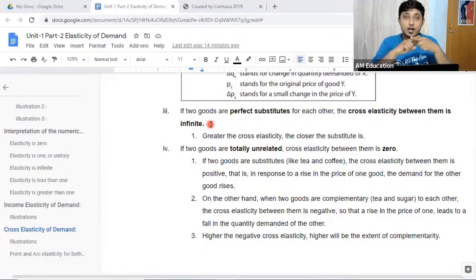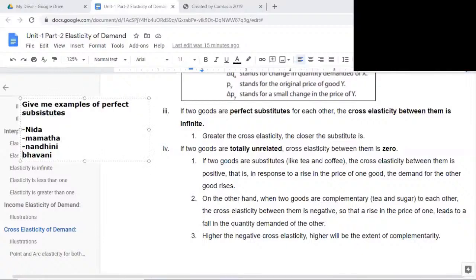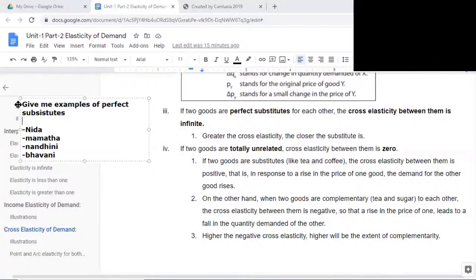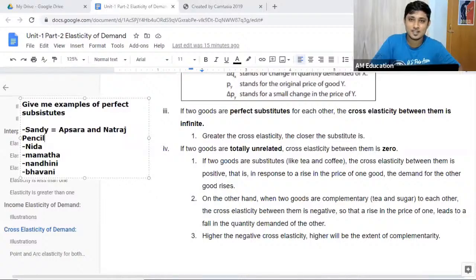If there are perfect substitutes, give me an example. Try going through all your life, see what all you found as perfect substitutes. Mostly the same, everything is same, except for the other things around. Right? What are perfect substitutes? Give me examples. I'm waiting for them. Okay, I'll give an example. Wait.